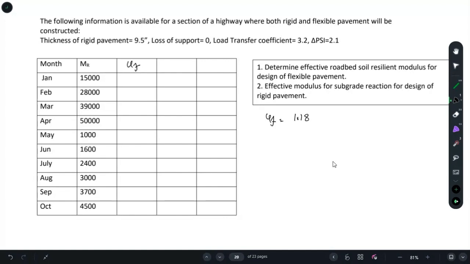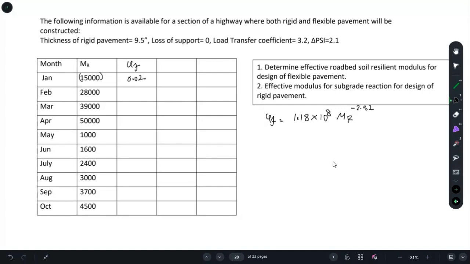1.18 multiplied by 10 to the power 8, times MR to the power minus 2.32. The thing is that we will put these values for MR. Let's say a value of 15,000 for MR, and we'll find out u_f, and we'll get a value of say 0.02.